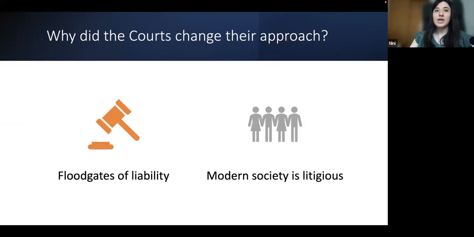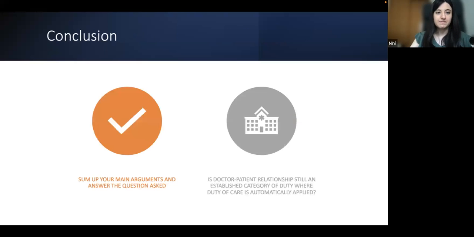So that is why we have the test of Caparo and Robinson to apply in every scenario. Even historically, doctor-patient relationship meant that automatically there was duty of care. It's no longer the case because of modern society becoming too litigious and to control the floodgates of liability.